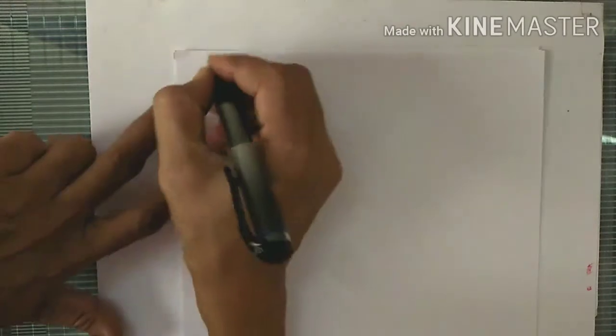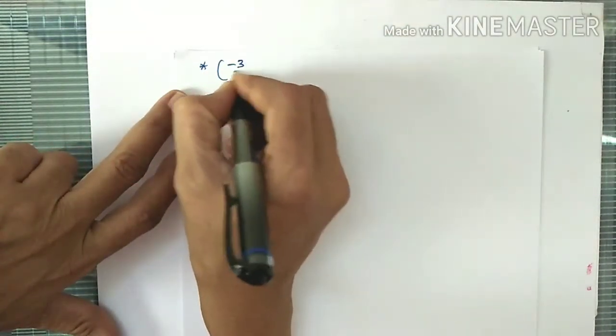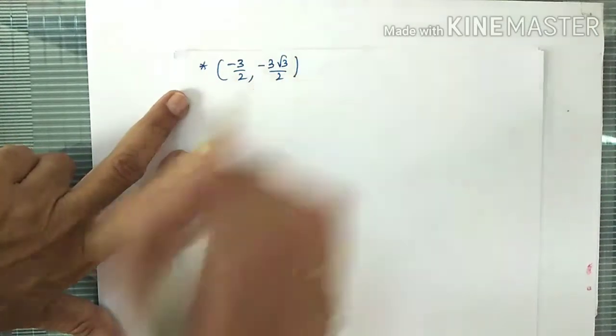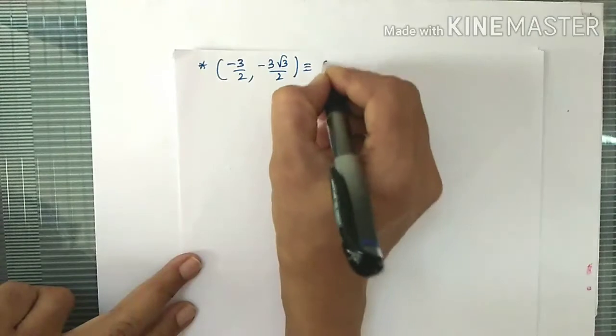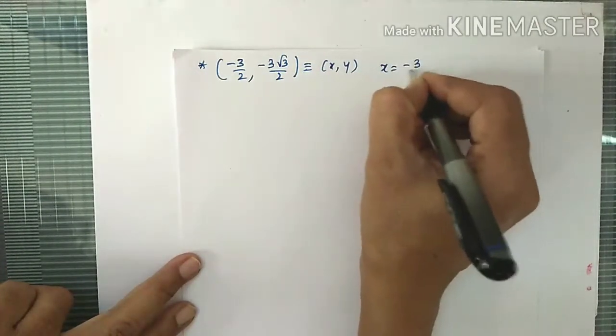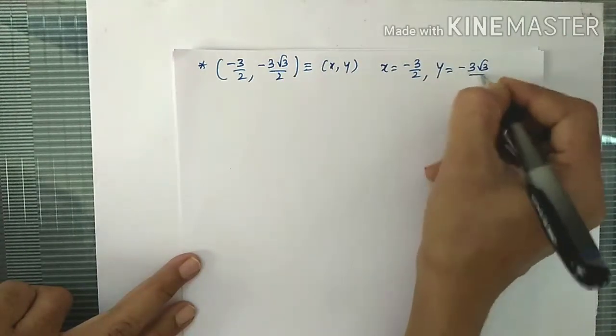Now let's take both negative. X and y both negative. So consider this question: minus 3 by 2, minus 3 root 3 upon 2. So x is minus 3 by 2, y is minus 3 root 3 upon 2.